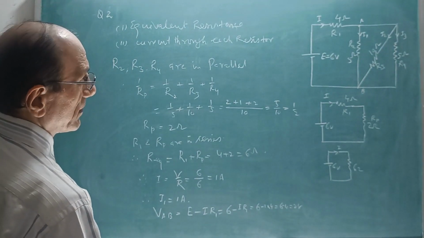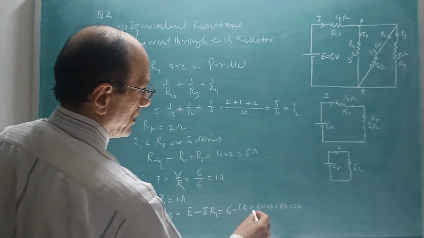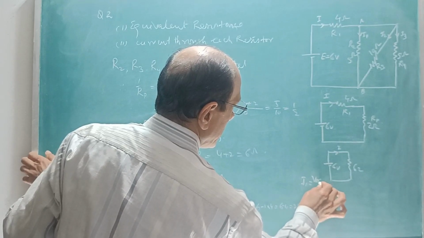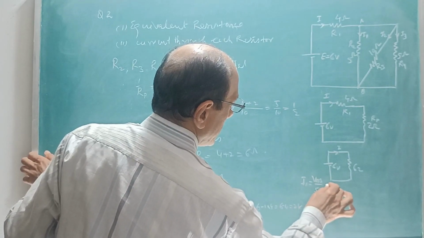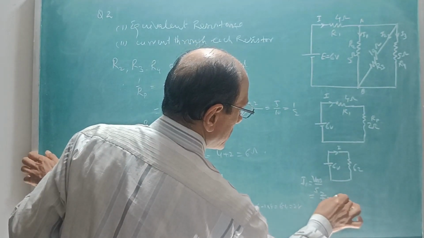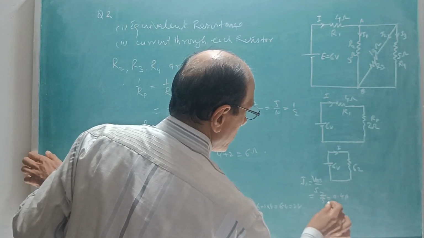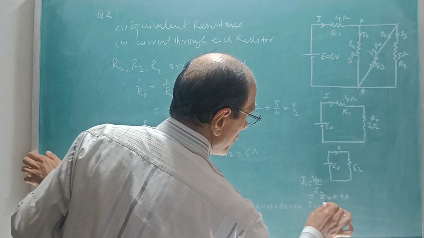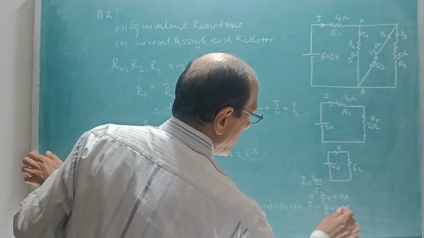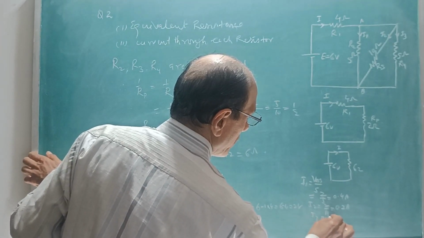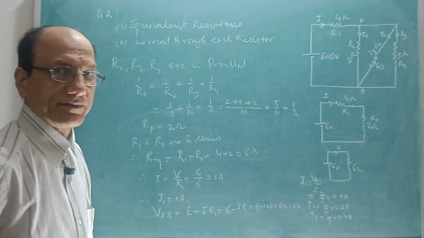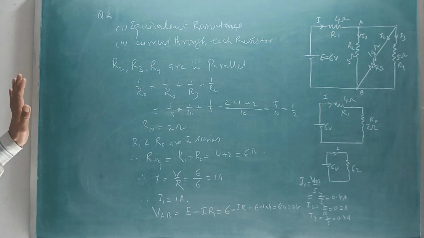Now I1 will be equal to VAB divided by 5, that is 2 by 5, that is 0.4 ampere. I2 will be equal to 2 by 10, that is 0.2 ampere. And I3 will again be 2 by 5, that is 0.4 ampere.